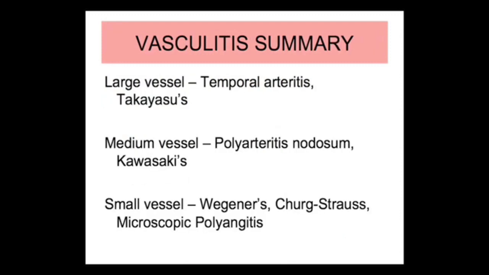So that is the vasculitides. We've divided them into three major categories. The first one being those that affect the large vessels, that being temporal arteritis and Takayasu's disease. Those that affect primarily the medium-sized vessels, which are polyarteritis nodosum and Kawasaki's disease, and finally those that affect primarily the small blood vessels, which is Wegener's, Churg-Strauss, and microscopic polyangiitis.